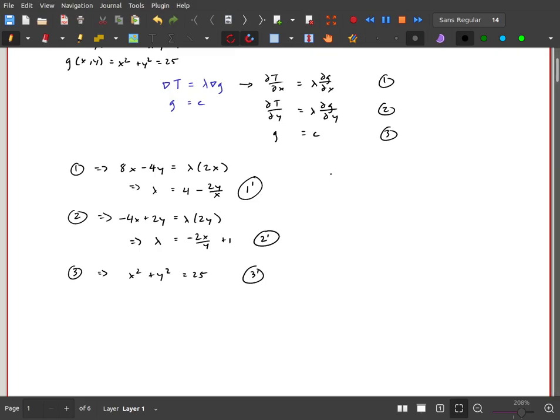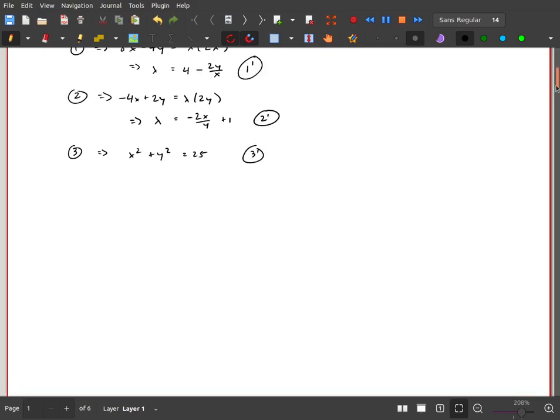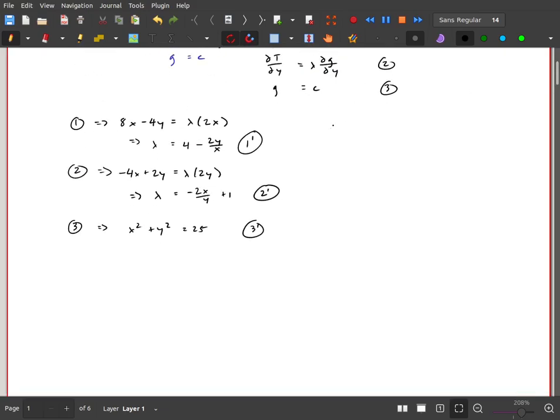So then I can make equations 1 prime and 2 prime equal to each other, which would then allow me to solve for, or at least express, x in terms of y or y in terms of x. Either one works. So let's do that. I'm going to make 1 prime equal to 2 prime. I can do that because they're both lambda equal to something. So that will be 4 minus 2y over x equal to minus 2x over y plus 1.